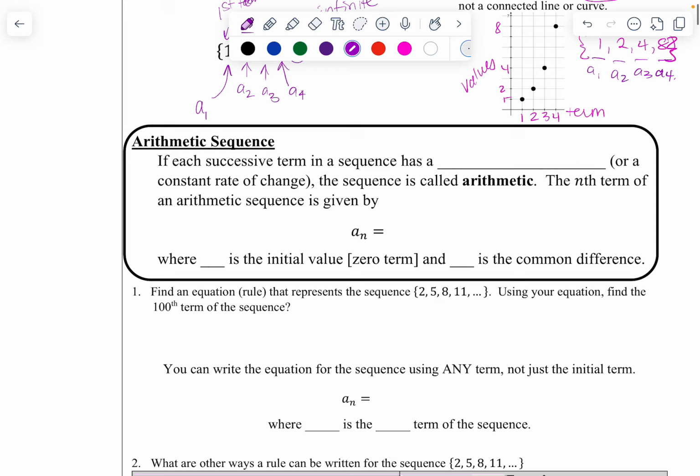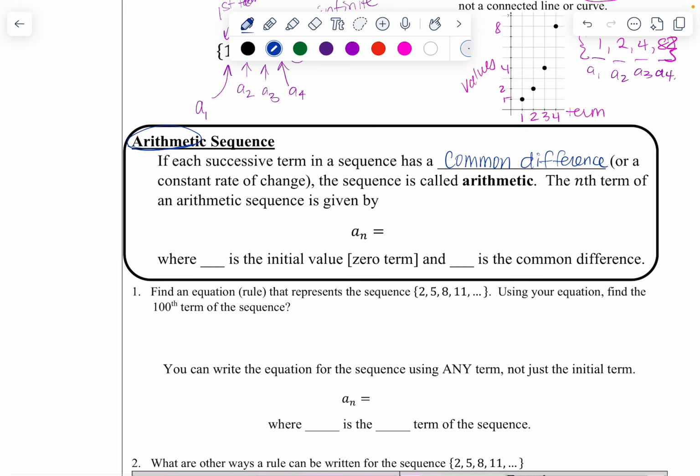So let's talk about the pattern of an arithmetic sequence. This pattern means that it's basically adding the same value every term. So each successive term has what's called a common difference, which means every number has the same difference from the number before, okay?